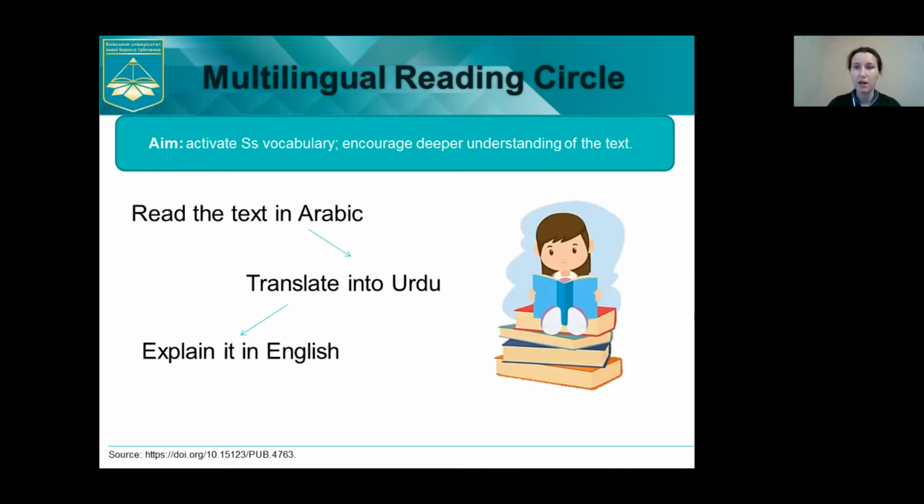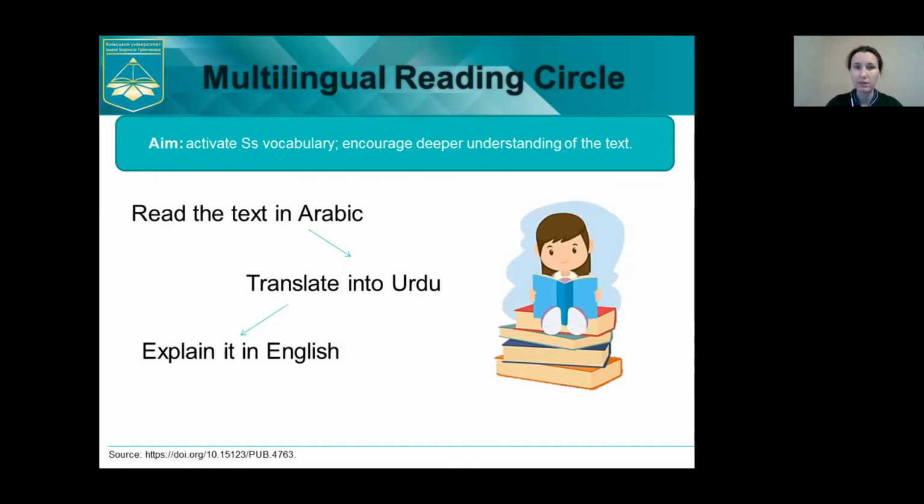By doing it, this text is analyzed in three languages, and students understand more of the vocabulary and grammar mentioned in the text. By going through this three-time repetition of the text in different languages, the understanding of the text is scientifically proven to be higher than if it was read in just one language, for example, Arabic.